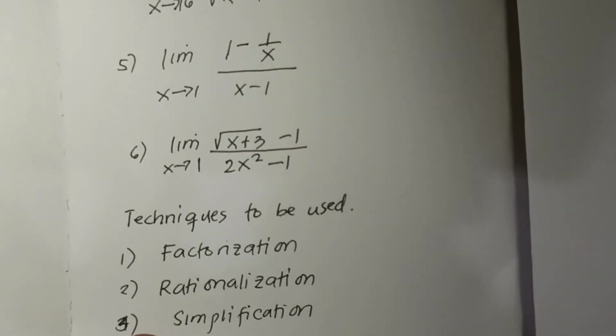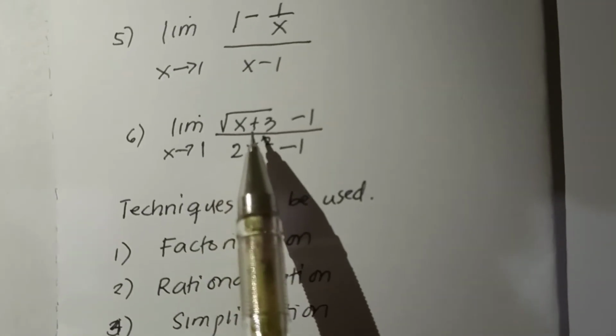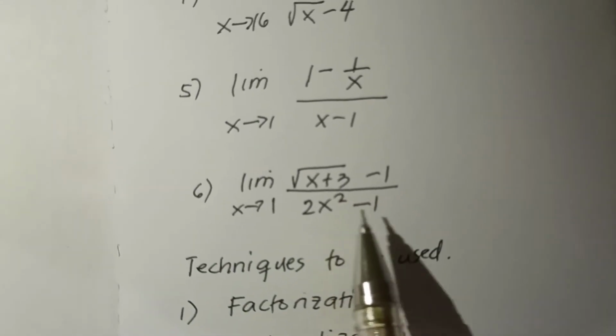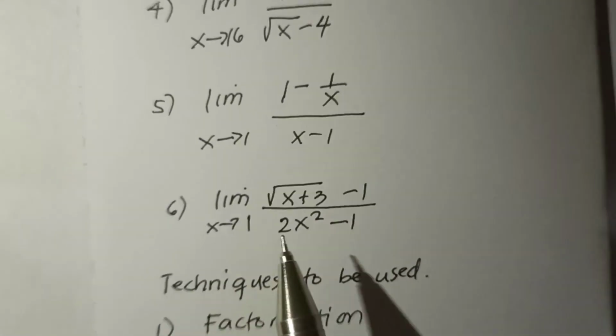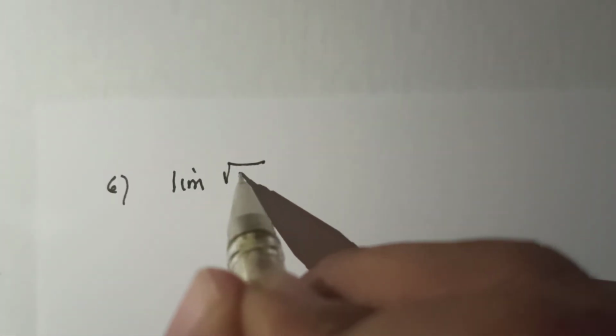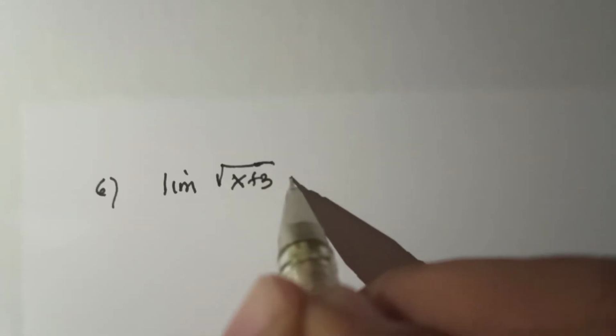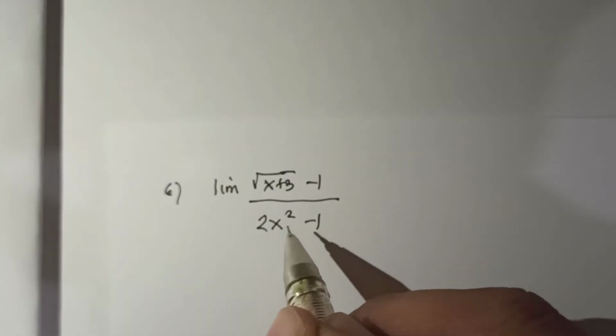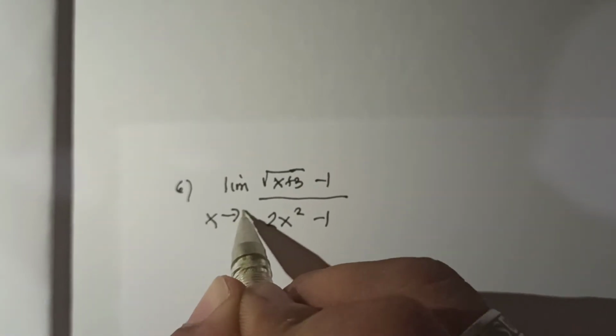In number 6, we are now in number 6. Our problem for number 6 is the limit of x plus square root of x plus 3 minus 1 over 2x squared minus 1 as x approaches 1. So we will just copy here. Limit of the square root of x plus 3 minus 1 over 2x squared minus 1 as x approaches 1.